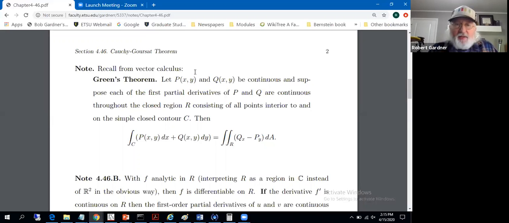Maybe in an applied math class, you'd run across Green's theorem. It's in the calculus book, but probably you didn't have time to cover this content from the calculus book. If you did, it would have been Calculus 3.